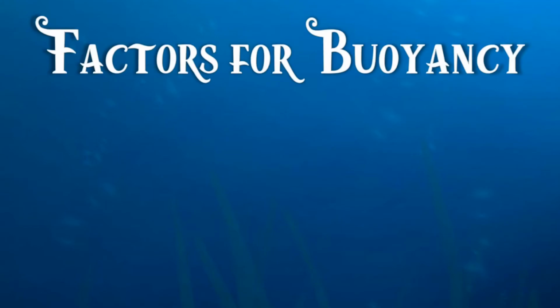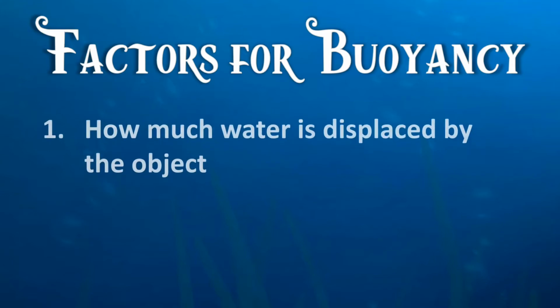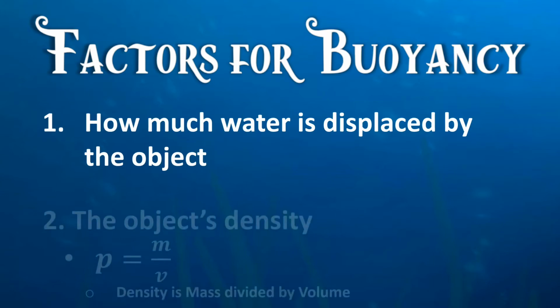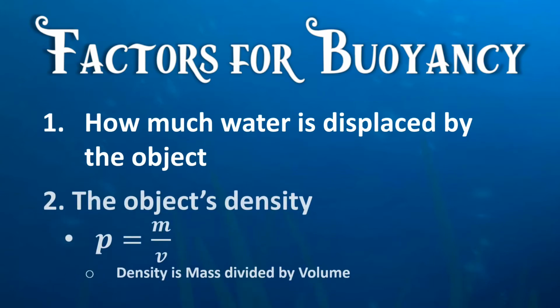Whether or not an object has buoyancy depends on two factors. The first factor is how much water is displaced by the object. The second factor is the object's density. Density is a measurement of an object's total mass divided by its volume. In other words, we can find the density of an object by dividing how much material an object contains by how much space that material takes up.